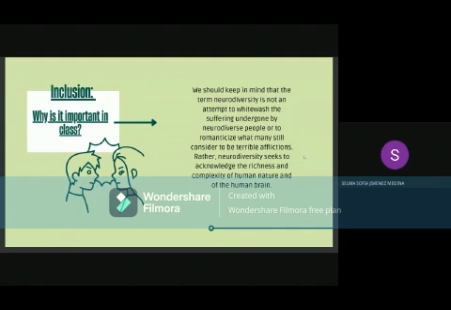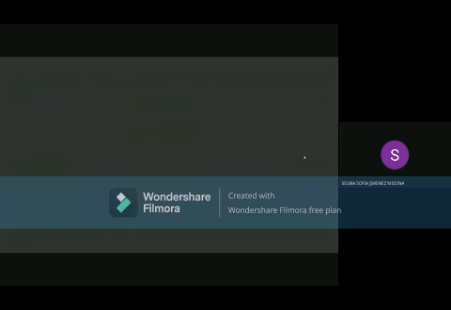Inclusion. Why is it important in class? We should keep in mind that the term neurodiversity is not an attempt to whitewash the suffering undergone by neurodiverse people, or to romanticize what many still consider to be terrible afflictions. Rather, neurodiversity seeks to acknowledge the richness and complexity of human nature and of the human brain.